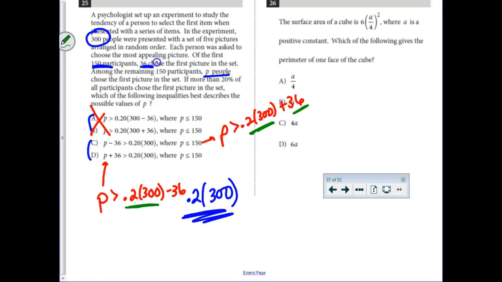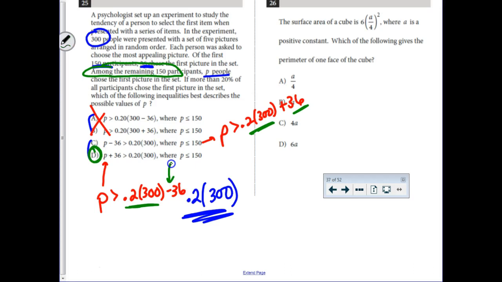And the key is right here. Where is it at? Of the remaining. It's this one, because of the subtraction. That was a horrible question.